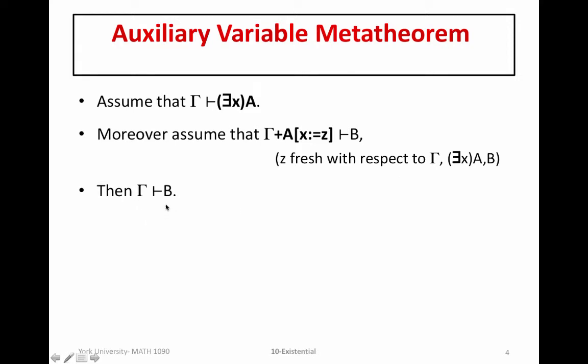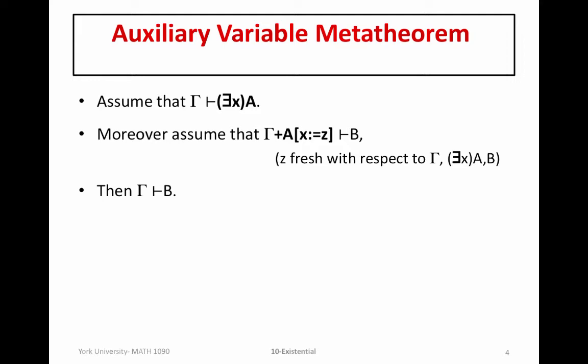So essentially what's happening here, and the use of the auxiliary variable metatheorem, is that if we have there exists x A occurring somewhere in our proof, then we're allowed to remove the existential quantifier and add in a particular instance of A with respect to z, where z is fresh with respect to our hypotheses, the well-formed formula there exists x A, and also the formula B we're trying to prove. So we're allowed to add in this hypothesis. Then if that allows us to prove B, then we can conclude that gamma proves B itself. So simply the auxiliary variable metatheorem gives us this auxiliary hypothesis to use to prove B.